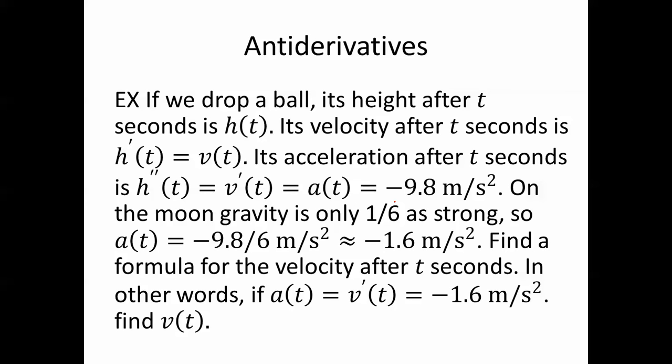This is not the kind of problem we've seen before. In the past, I've given you v and asked you to find v prime. Now we're doing the reverse. I'm giving you v prime and asking you to find v. V is what we call the antiderivative of v prime. V prime is the derivative of v. V is the antiderivative of v prime.